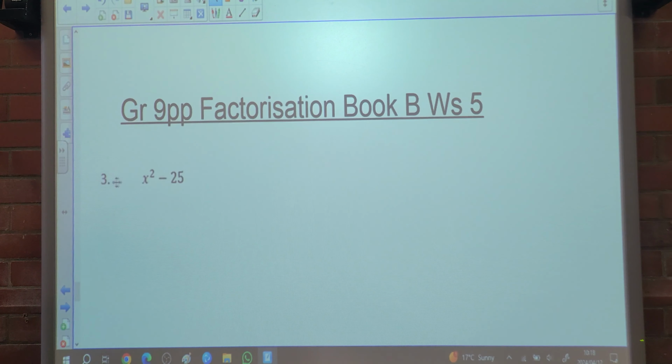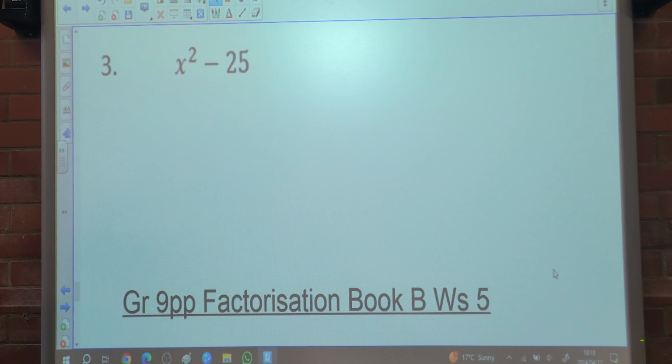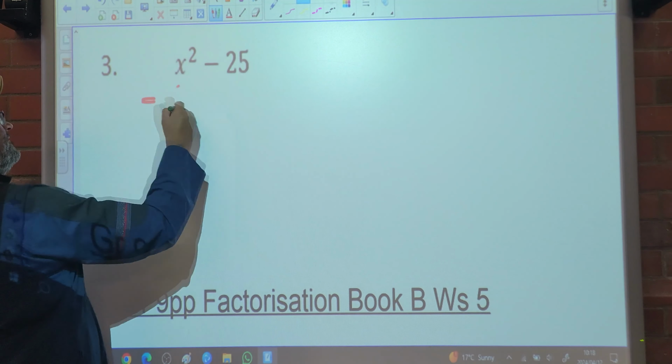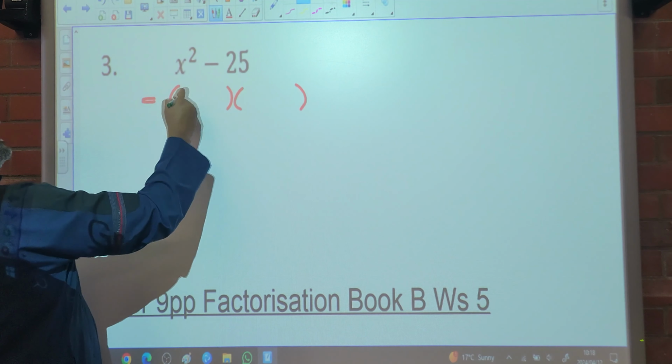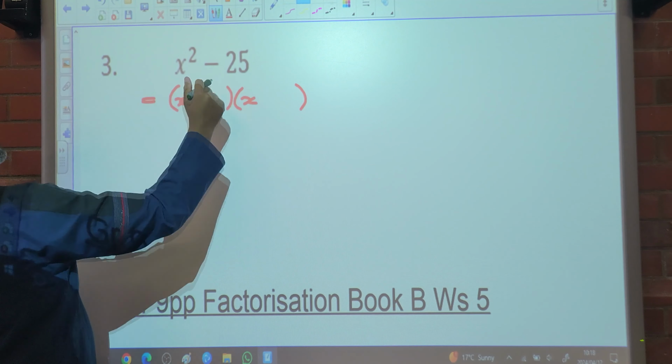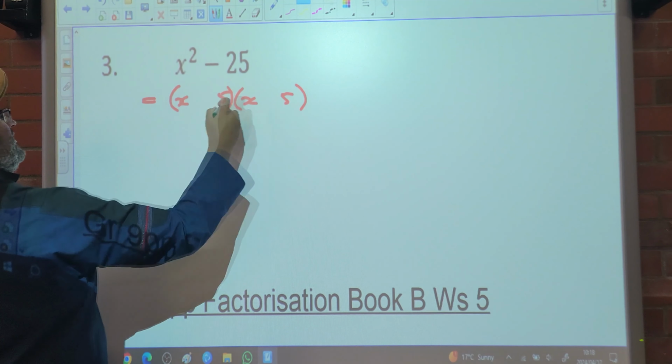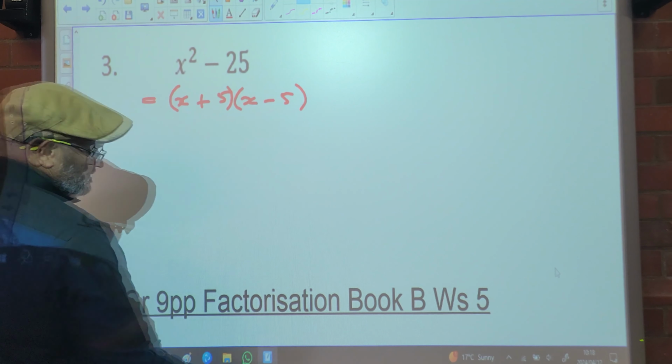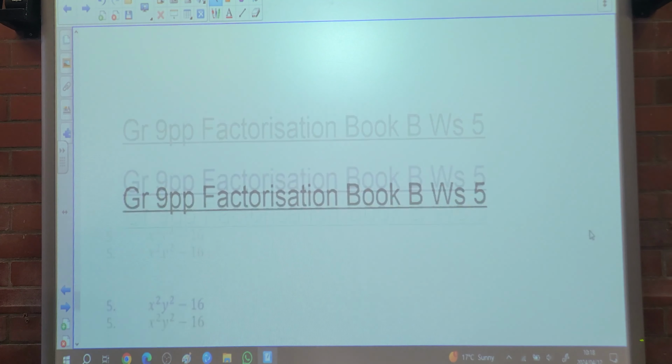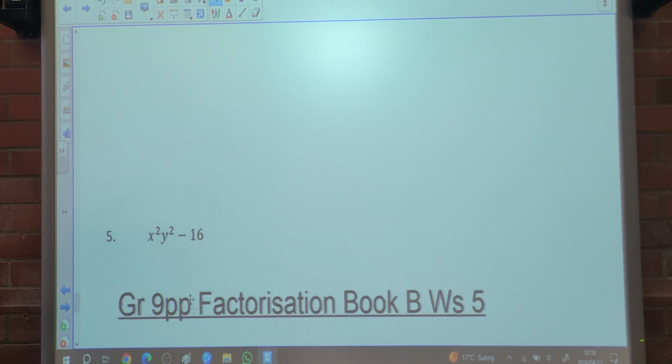Right, let's look at number 3. We have x squared minus 25. Two terms, there's a negative between them and there are squares. So this can be written as what? As x and x. What's the square root of 25? 5 and 5. One plus the other? Minus. Go to the next one.